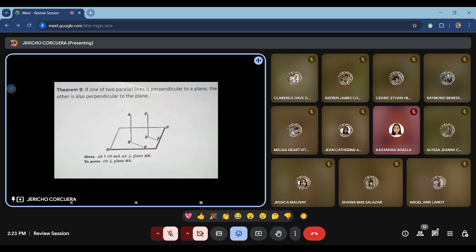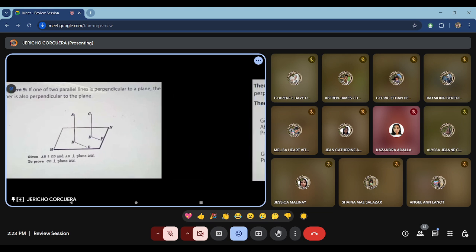And you can see na one of two parallel lines. Parallel lines of AB and CD. Then perpendicular yung AB. So perpendicular din CD, and we have proving for that as well.